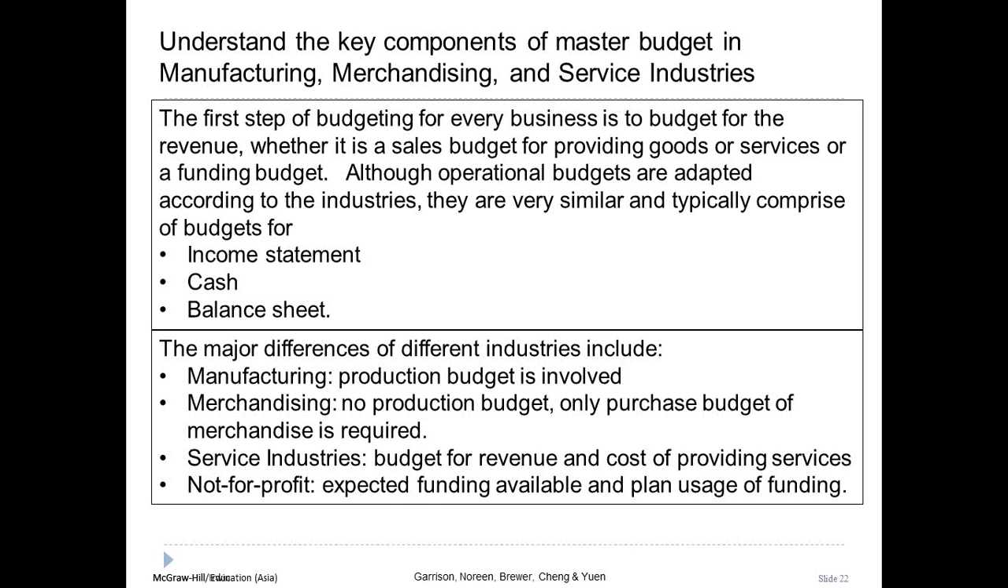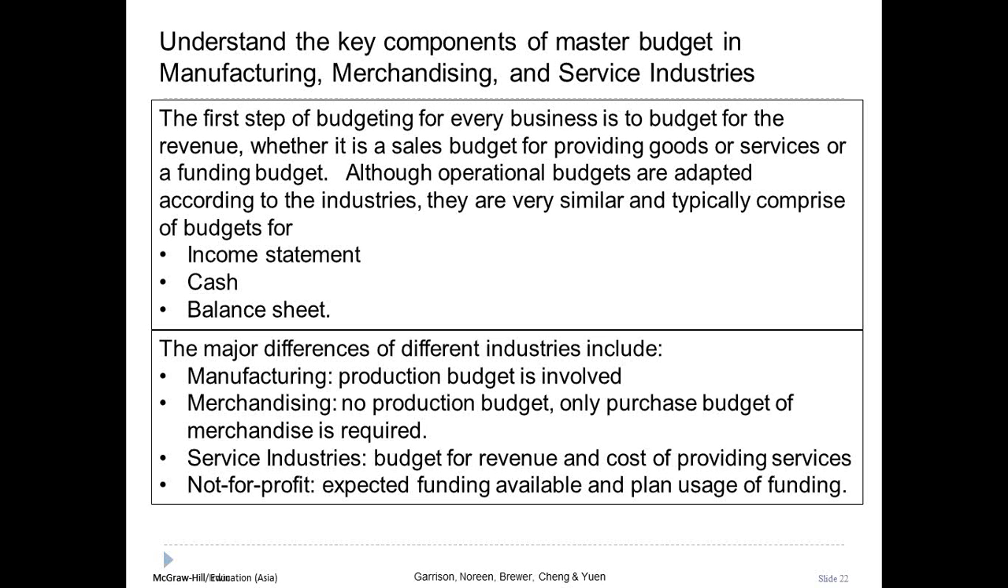For a merchandiser, the first step is also the preparation of the sales budget. After the sales budget, a merchandiser will do a budget for the merchandise purchases. The sales budget and the inventory required are utilized to compile the budget for merchandise purchases. Production, direct materials, direct labor, and manufacturing overhead budgets are not applicable for a merchandiser. Similar to a manufacturer, other budgets, including selling and administrative expenses, cash, income statement, and balance sheet, are prepared.